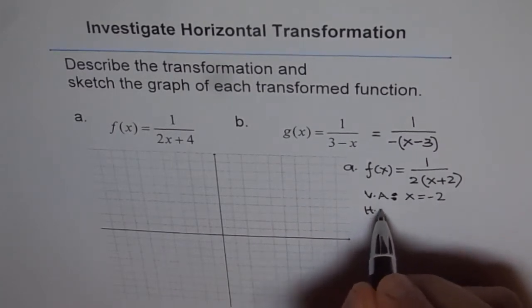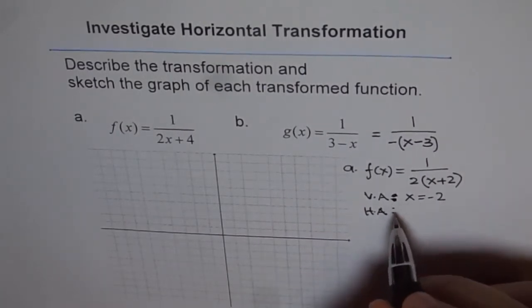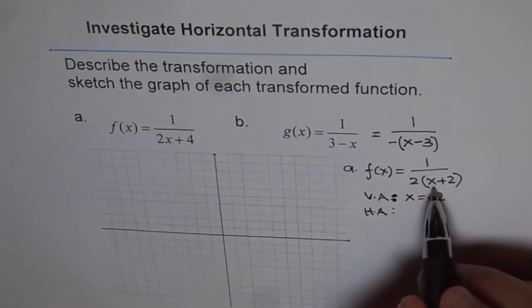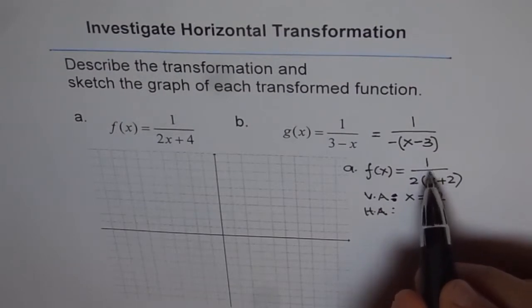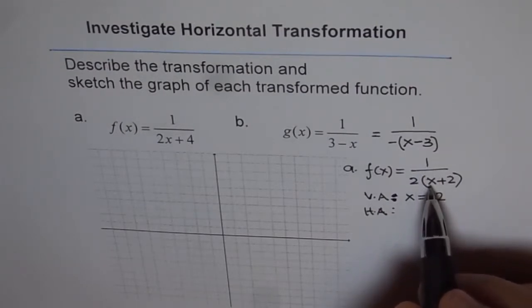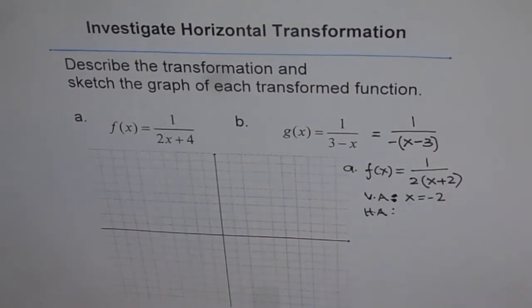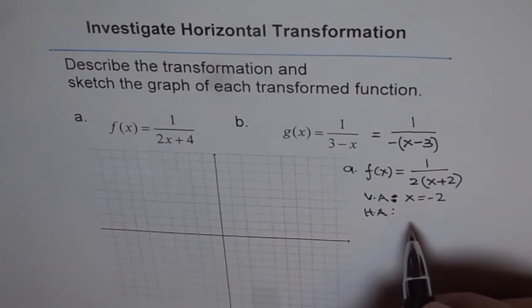How about horizontal asymptote? For finding horizontal asymptote, I will suggest you plug in a big number, let's say 1000 for x, and see what result do you get. So if I write a big number here, I will get 0. 1 divided by a large number will always give me 0. Important thing here to note is whether that 0 is kind of positive or negative. Now that gives us the horizontal asymptote, but also tells us from which side we are approaching 0.